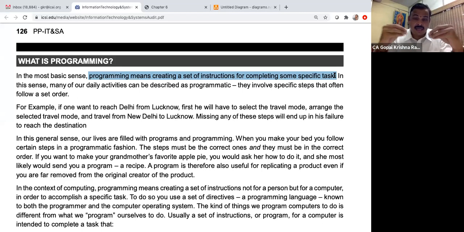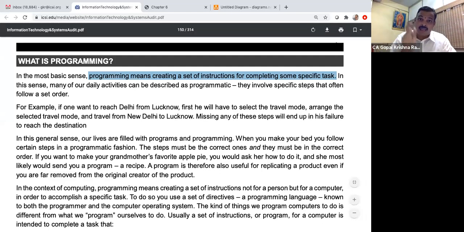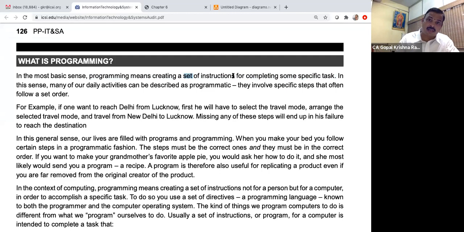Now, has it any meaning to computer programming, systems programming, that word and this? Yes, the meaning alone we'll take. But that is a generic term. Programming means set of instructions. Very simple. So I repeat that word once again. Programming means set of instructions.